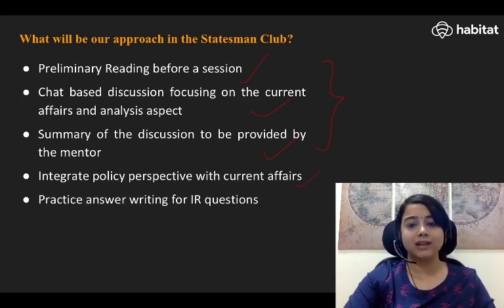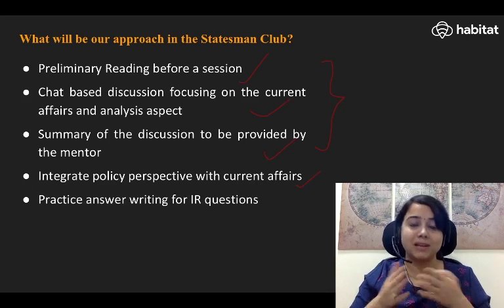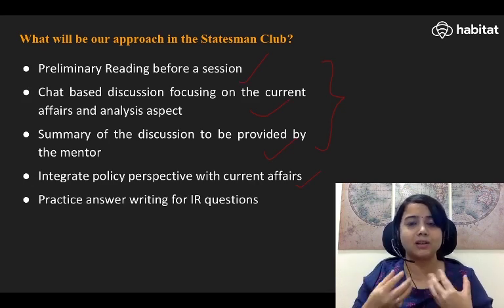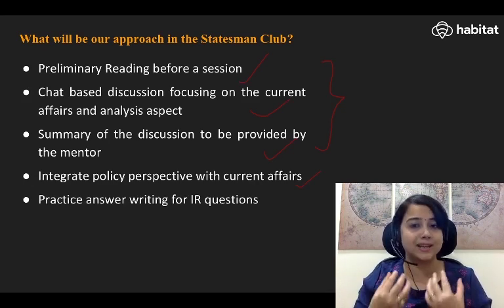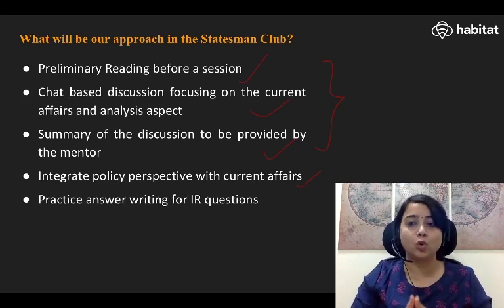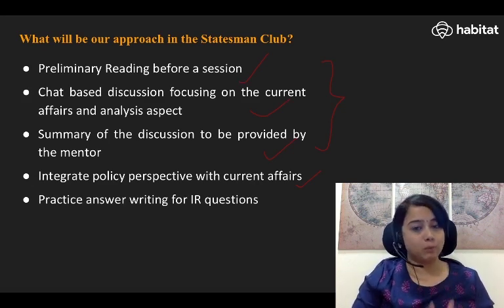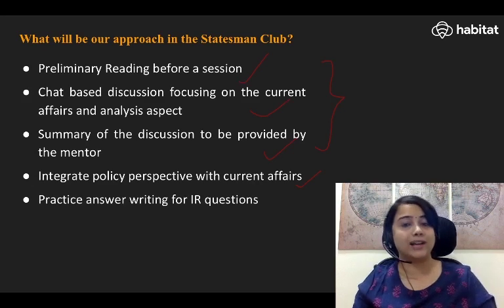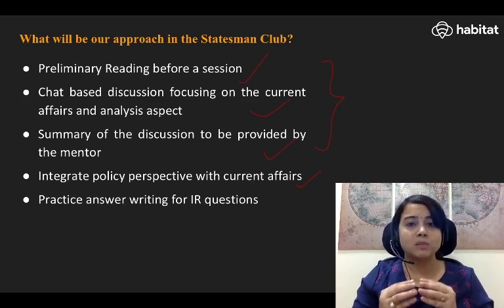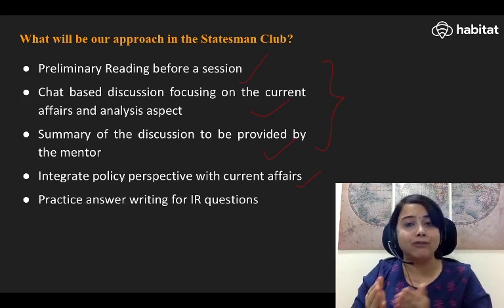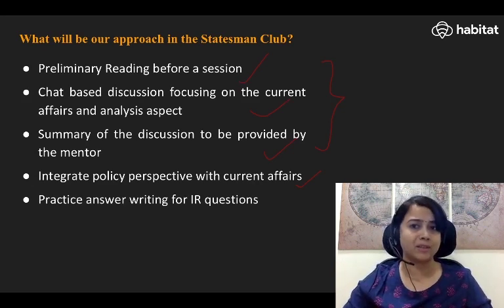Now, international relations is basically about, at least for the syllabus that we have for the GS mains, requires us to know well the Indian foreign policy, how it has evolved, how it has changed, and this policy perspective we have to integrate with our current affairs. There is no point in knowing that, okay, some foreign secretary visited India or our foreign minister visited another country.